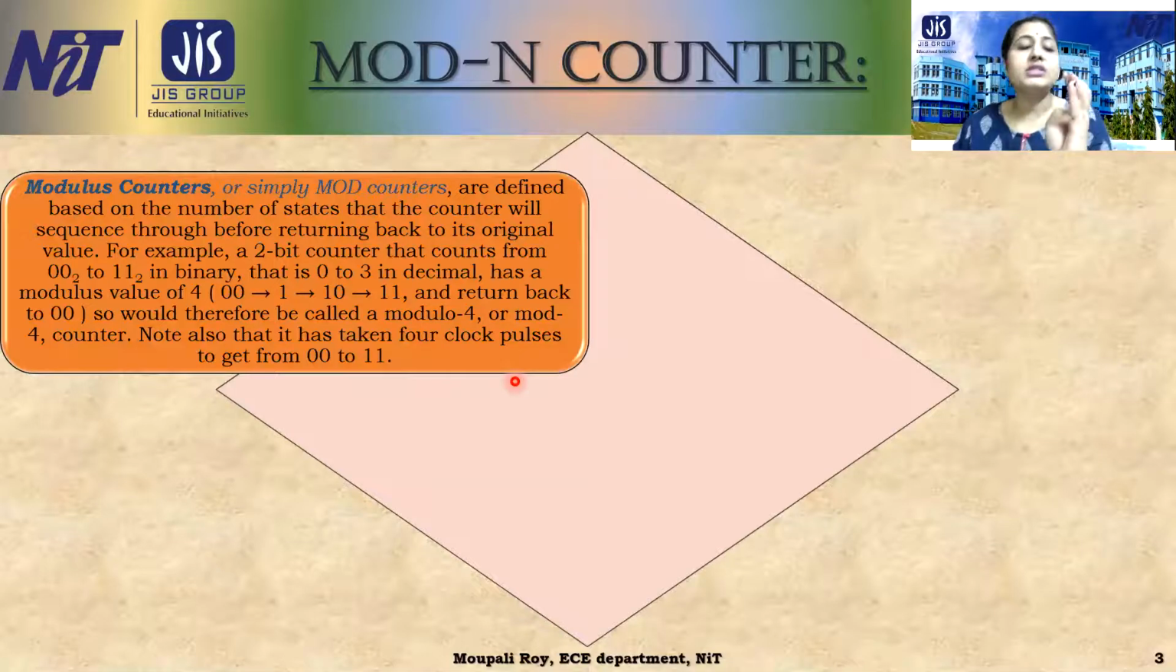Because if we are getting 00, that means using the first clock pulse we are getting 00. For the second clock pulse we are getting 01. For the third clock pulse we are getting 10. For the fourth clock pulse we are getting 11. So that means using 4 clock pulses we are getting this output. So how many numbers we are counting, that is the modulo number, as well as how many clocks we are needing, that is also the modulo number.